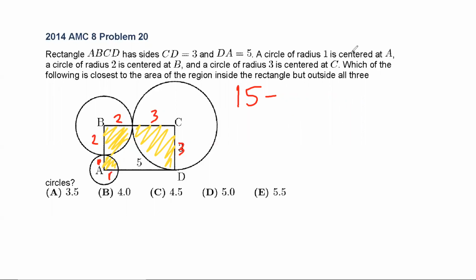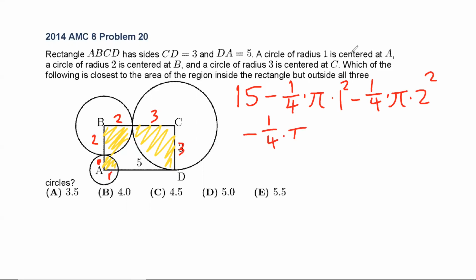So for circle A, it's 1/4 times pi times 1 squared. For circle B, it's going to be 1/4 times pi times 2 squared. And for circle C, it's going to be 1/4 times pi times 3 squared. And basically, we're going to be asked to estimate what this value is.